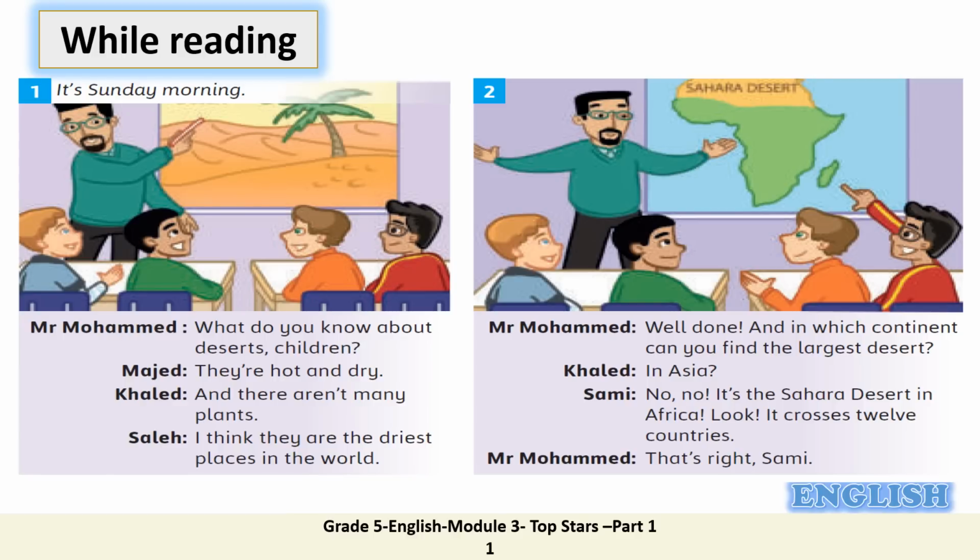It's Sunday morning. What do you know about deserts, children? They're hot and dry, and there aren't many plants. I think they are the driest places in the world. Well done. And in which continent can you find the largest desert? In Asia? No. It's the Sahara Desert in Africa. Look, it crosses 12 countries. That's right, Sammy.